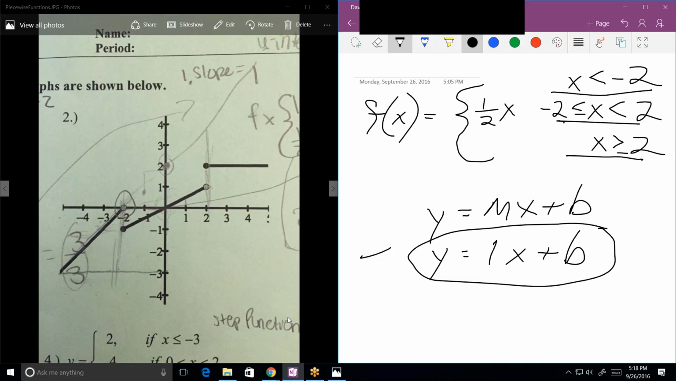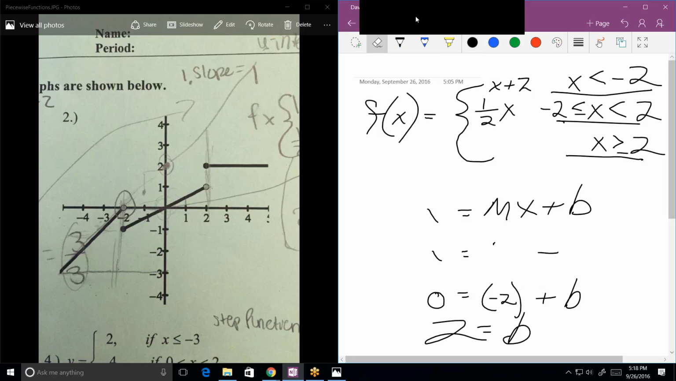Okay. That means y would be 0. I don't need that 1 anymore, but the x coordinate is minus 2, and that allows me to solve for b. So b is equal to 2. So my equation is y equals 1x plus 2. Of course, I don't write the 1. So that's how we're going to do these. Okay, cool.